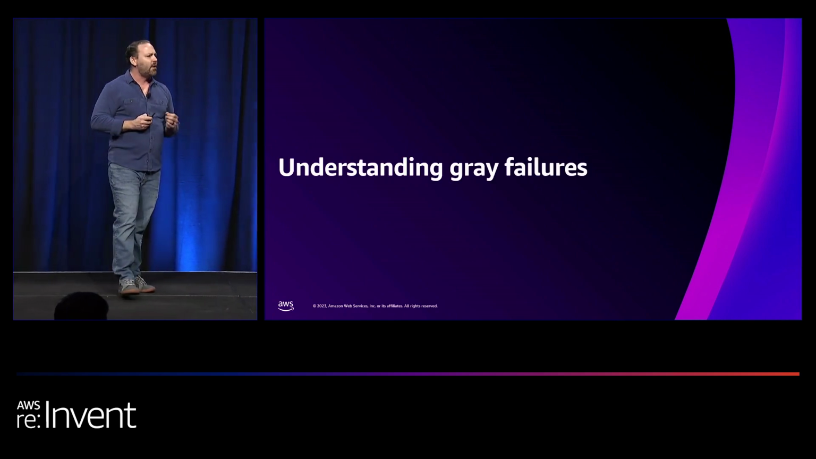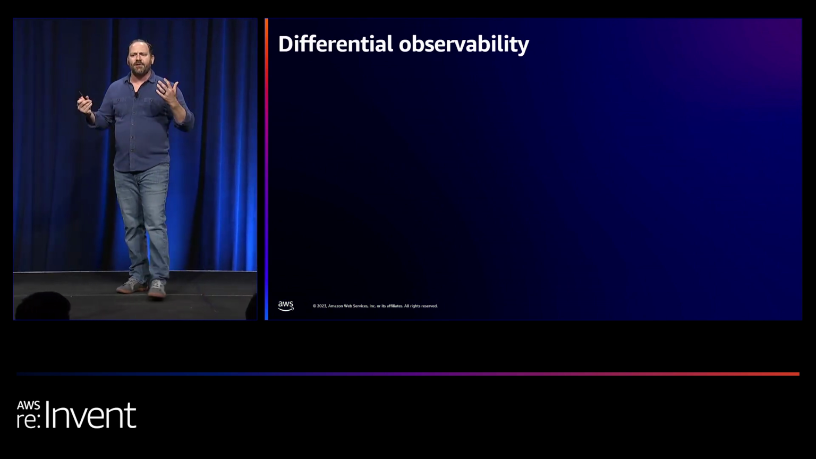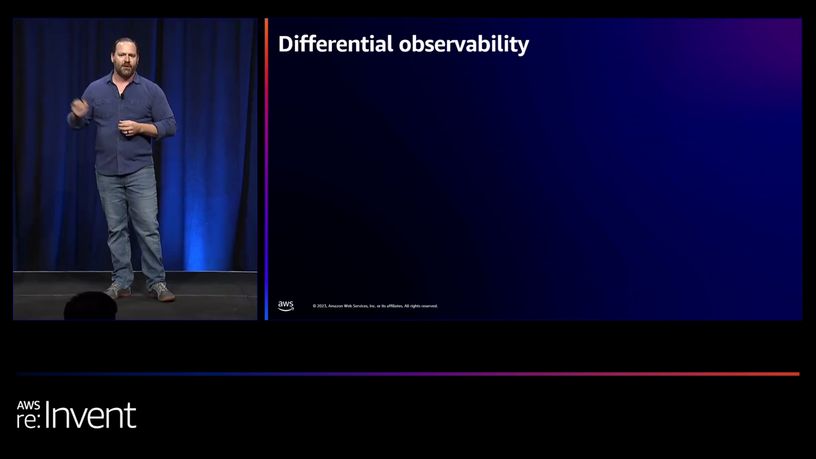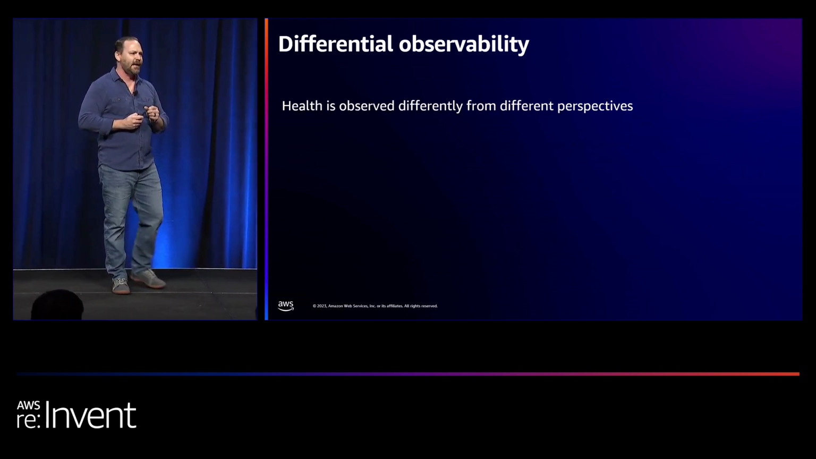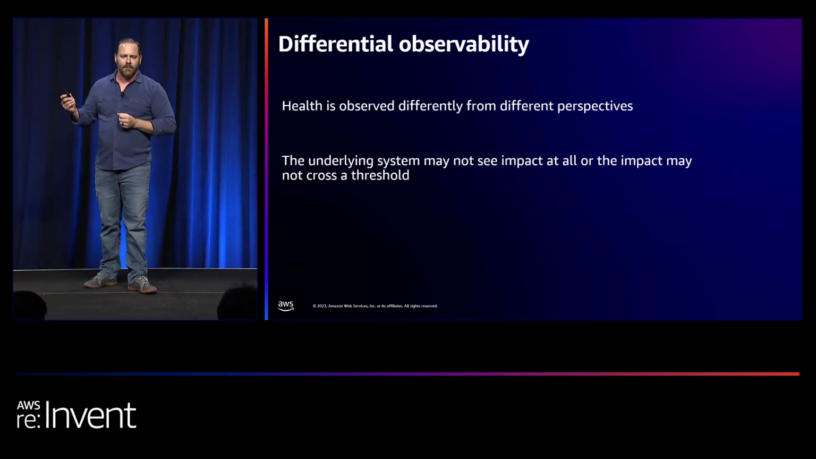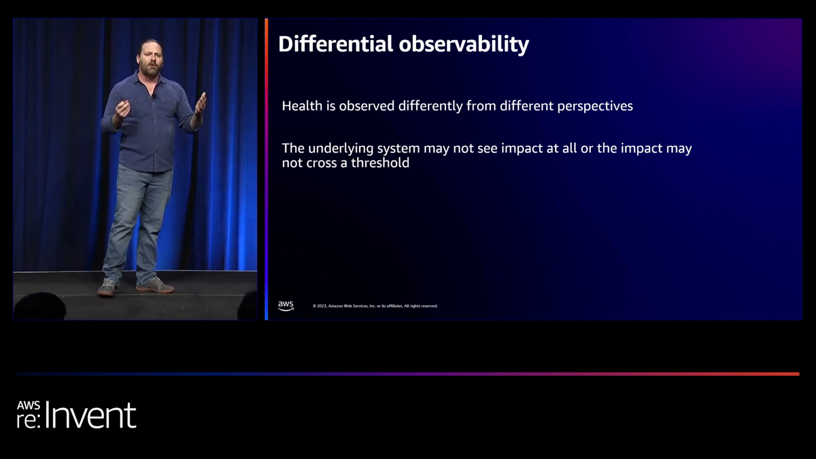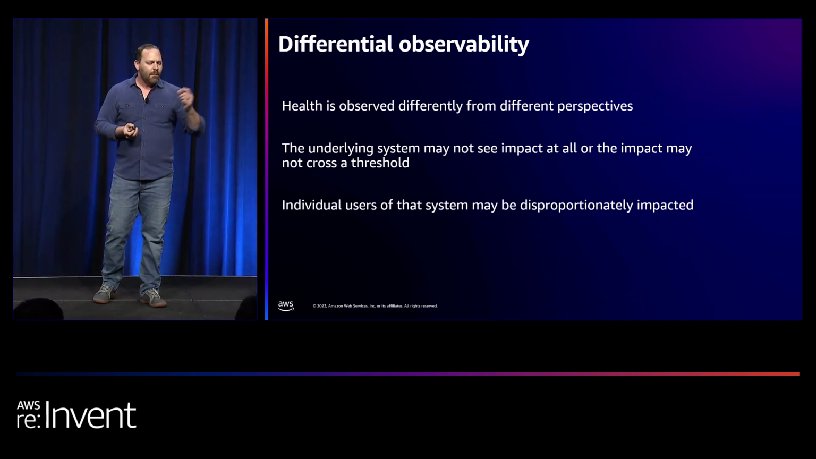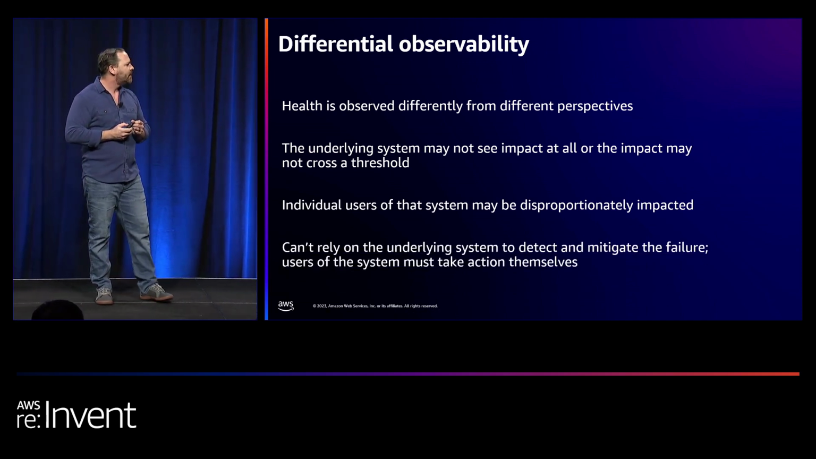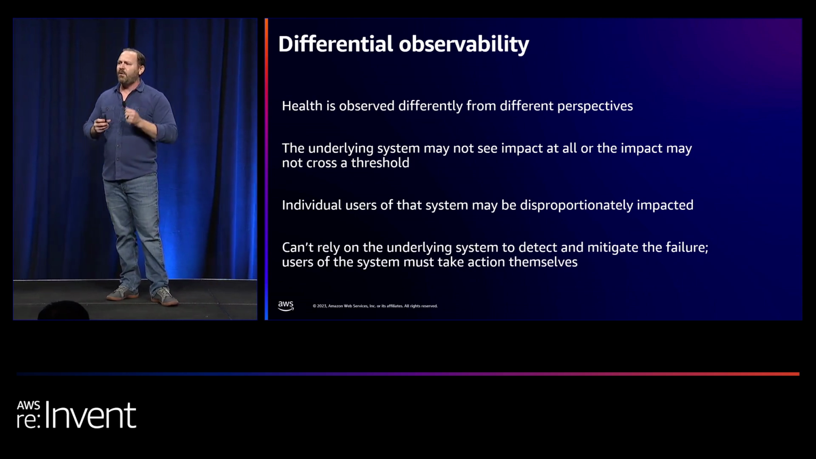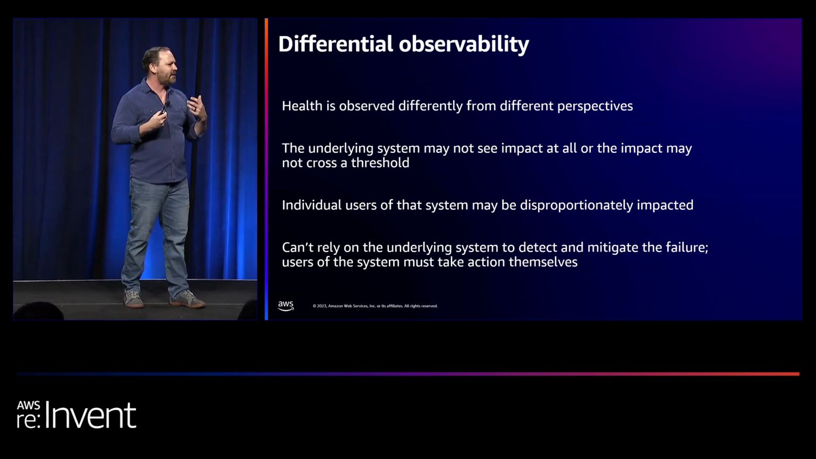So let's understand a little bit more what I mean when I say gray failure. Gray failures are defined by this idea of differential observability. What differential observability means is that health is observed differently from different perspectives. The underlying system that you use may not see the impact at all, or it may not cross a threshold. But you, as the user of that system, may be disproportionately impacted. And so what this means is that we can't rely on that underlying system to detect and mitigate the failure. So we're going to have to take action ourselves.